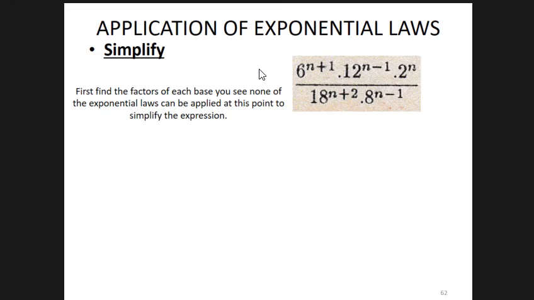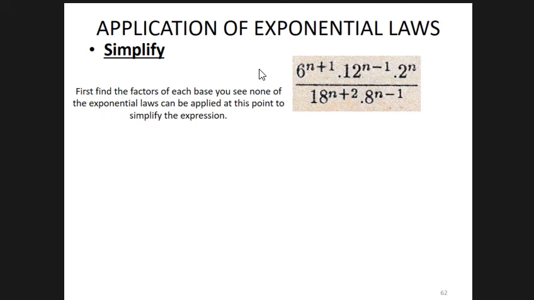Do I have the bases that are the same here? 6 is not the same as 12, and it is also not the same as 2. I also have 18, which is not the same as 8. Question is, can I express 6 in the simplest exponential form? Can you write it in the simplest exponential form?